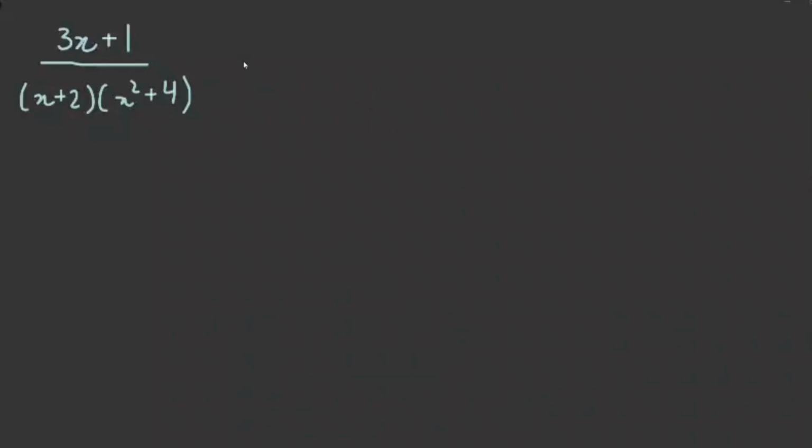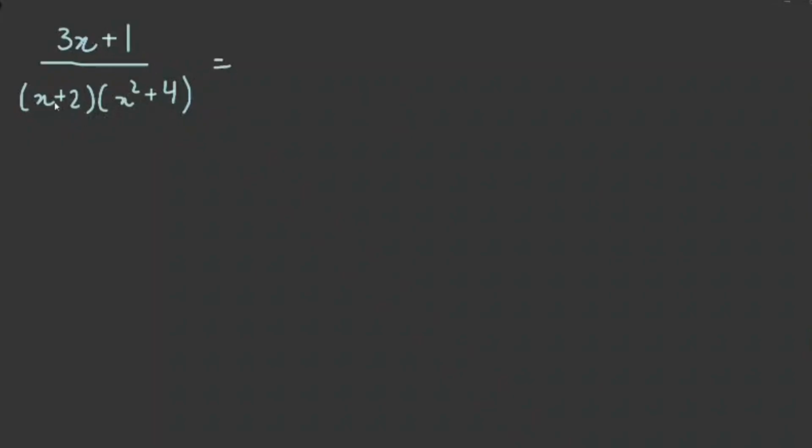Now let's see how to solve irreducible quadratic factors. That is when we have a factor in the denominator which is not linear. So here we have x squared. This is not linear, so we cannot solve it like we solved this one. There is a different method for that. So let's take a look at that.